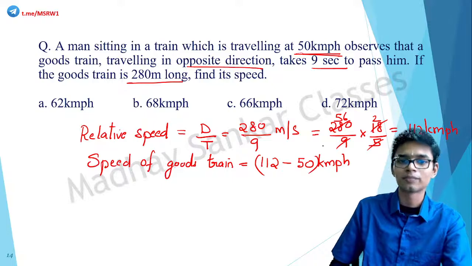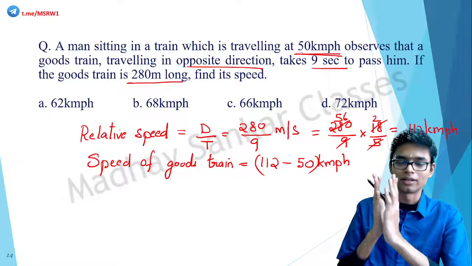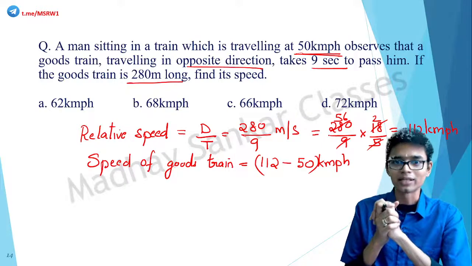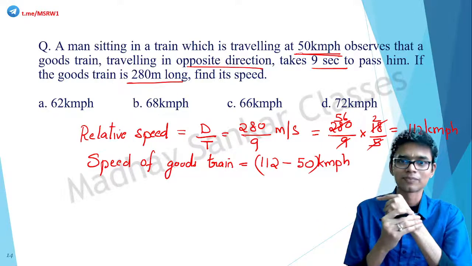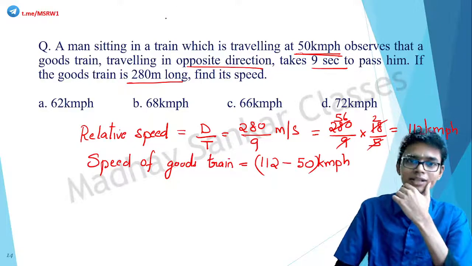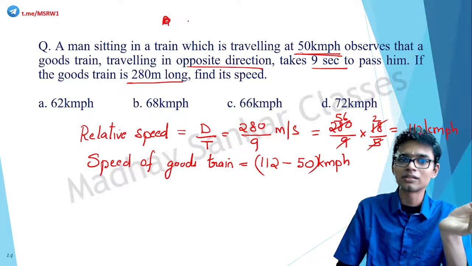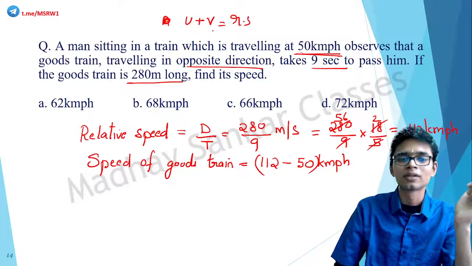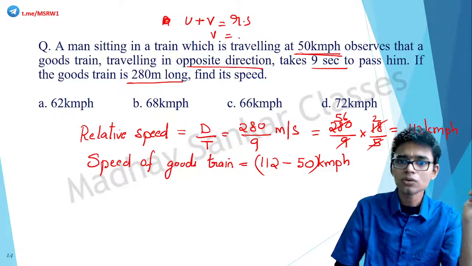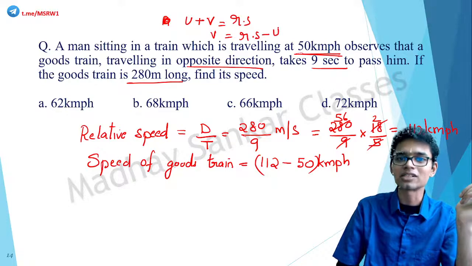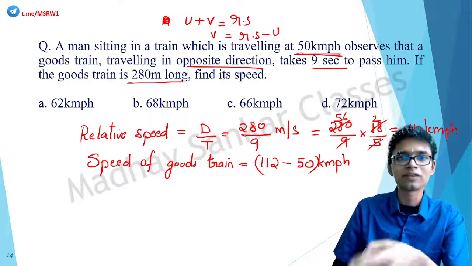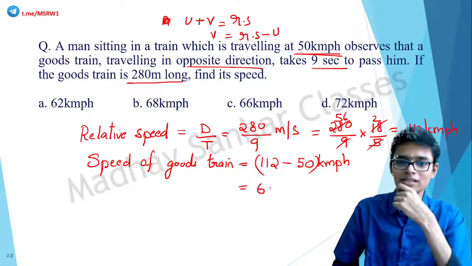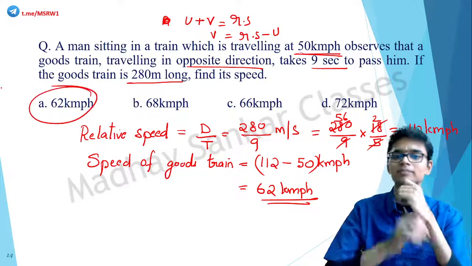Why? Because the relative speed is 112. Okay, so the trains are moving in opposite directions. The speed of the first train, that is denoted by u, plus the speed of the second train, because both are moving in opposite directions, is equal to relative speed. Correct? So the speed of the second train is equal to relative speed minus speed of the first train. So that is why 112 minus 50. This is equal to 62 kilometers per hour. Answer option A.